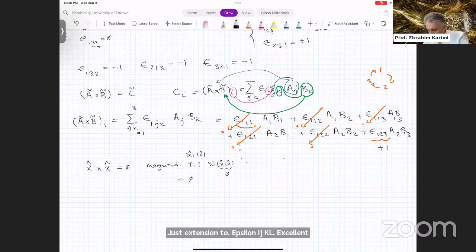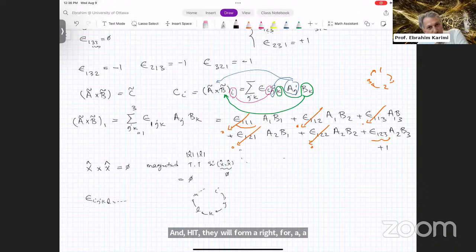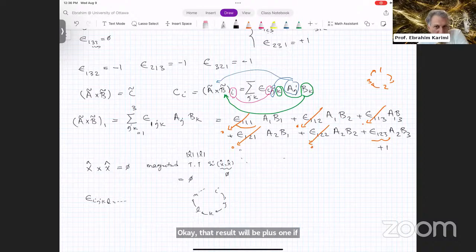Yeah, indeed. You can define epsilon ijkl, whatever, and for n dimensions, as soon as i, j, k, l, m, etc. form the right permutation, which is an even permutation, the result will be +1. If it's odd, that will be -1.